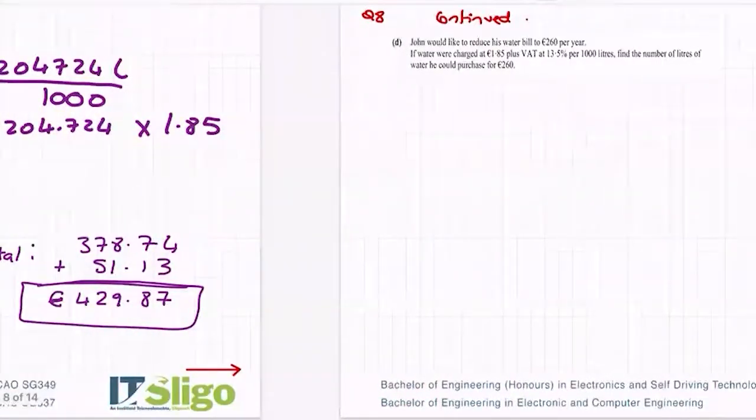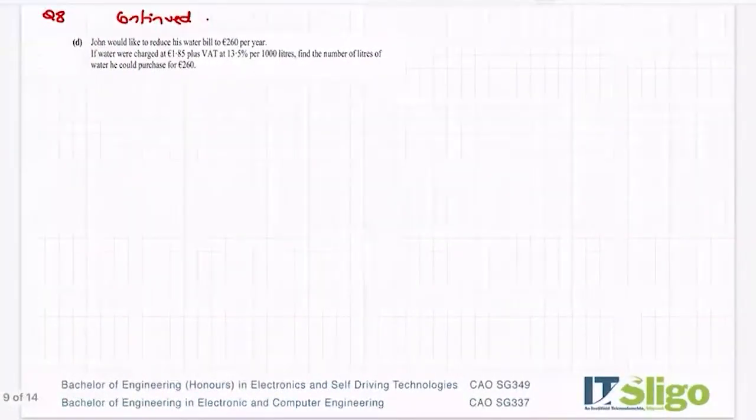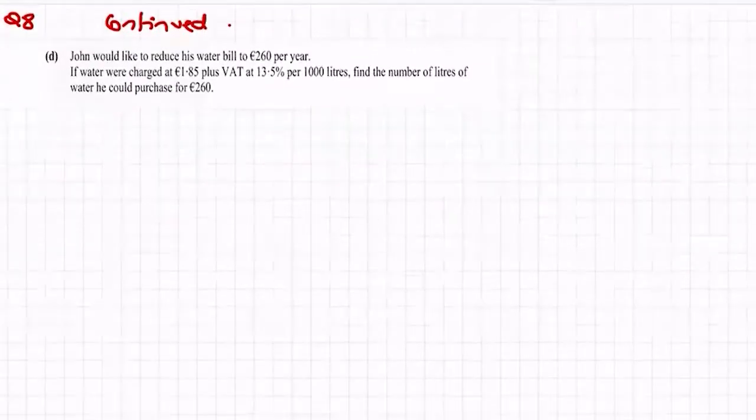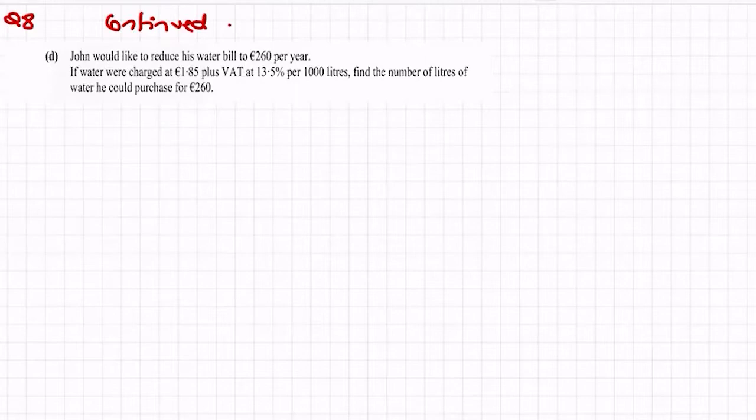Okay, and one last piece of this. John would like to reduce his water bill to 260 euros per year. If water were charged at 185 plus VAT at 13.5% per 1,000 litres, find the number of litres he would purchase for 260.